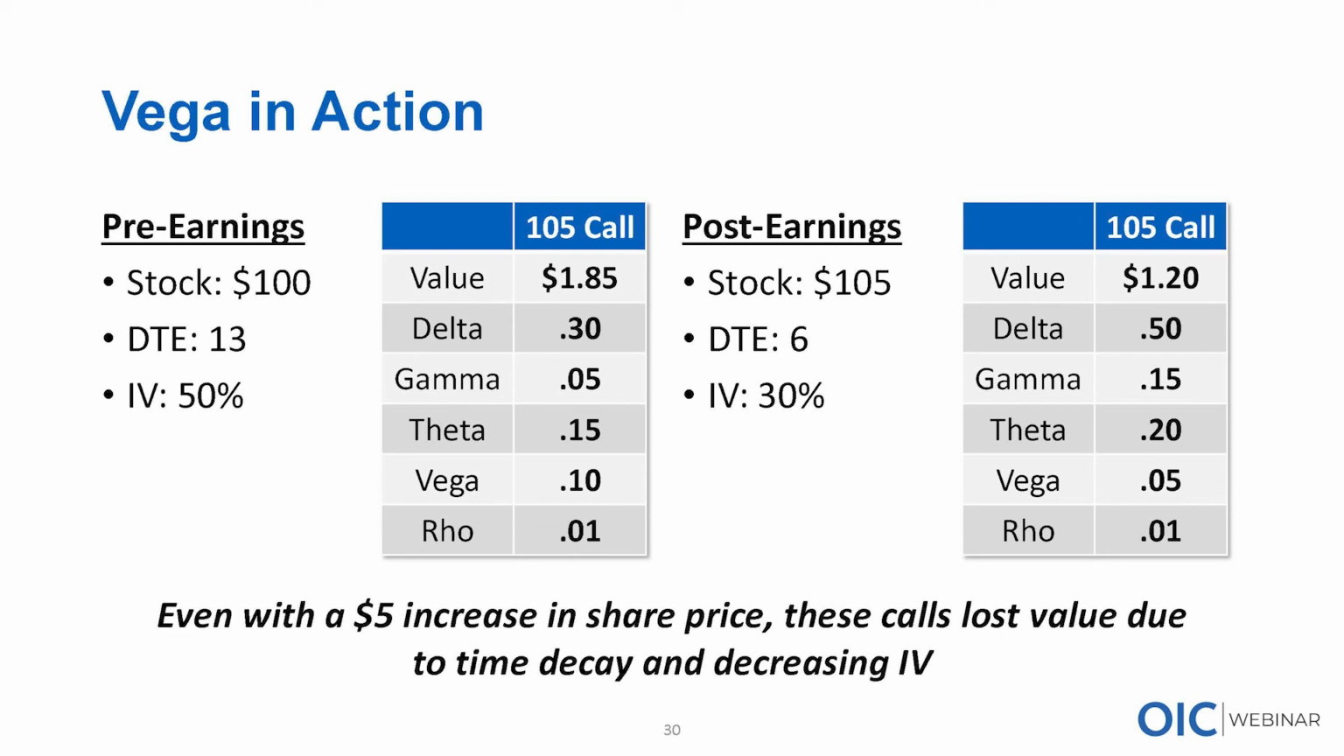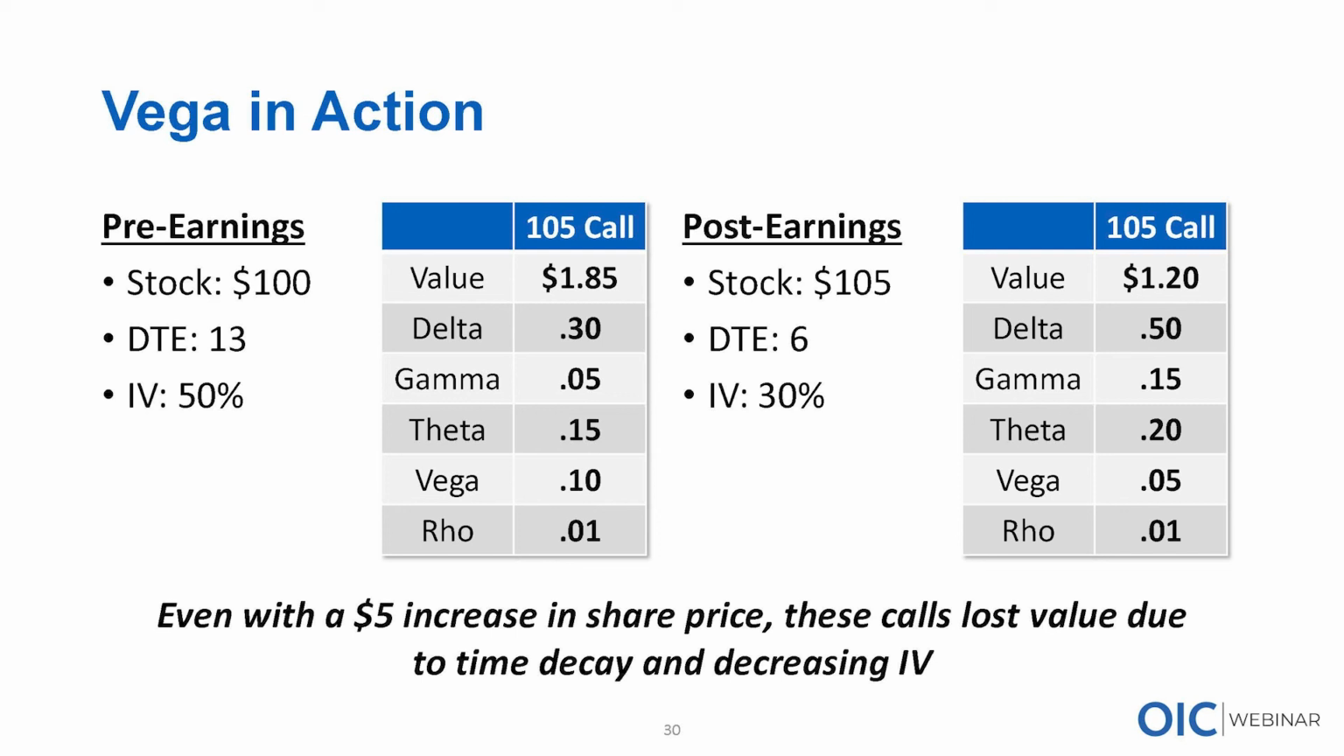Well, a week later, the stock reports earnings. So we get our direction right, the stock goes up by $5, but look at the value of the option. The option is worth $1.20. It's lost 65 cents in value. So you think, well, what happened? I bought these calls, I got the direction right. Well, yes, the stock went up by 5%, but you needed a greater than 5% move to make money on this option.